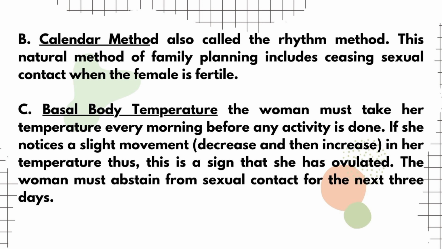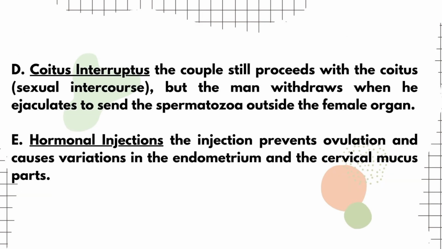It can be used as a way to predict fertility by helping you gauge the best days to have or avoid unprotected sex. The woman must take her temperature every morning before any activity is done. If she notices a slight movement, decreasing and then increasing in her temperature, this is a sign that she has ovulated. The woman must abstain from sexual contact for the next 3 days.